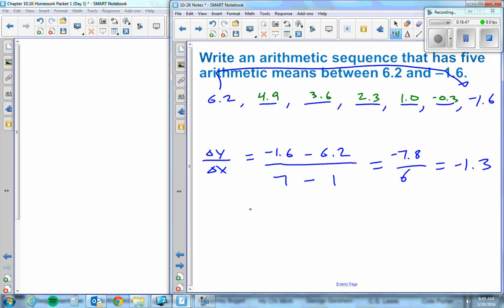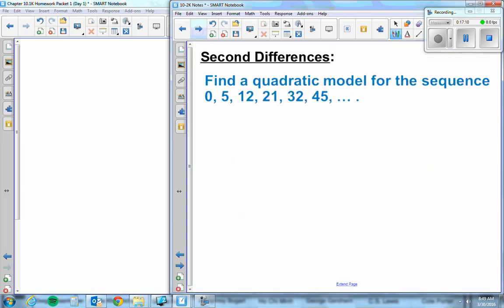I'm just saying, look, slope formula is y2 minus y1 over x2 minus x1. So I called this y2 and that y1. And this is the 7th term, and that was the first term. So I just subtract the term numbers. So the term numbers are like your x values, and the term values are like your y values. Okay? All right. We're going to skip to this one now.